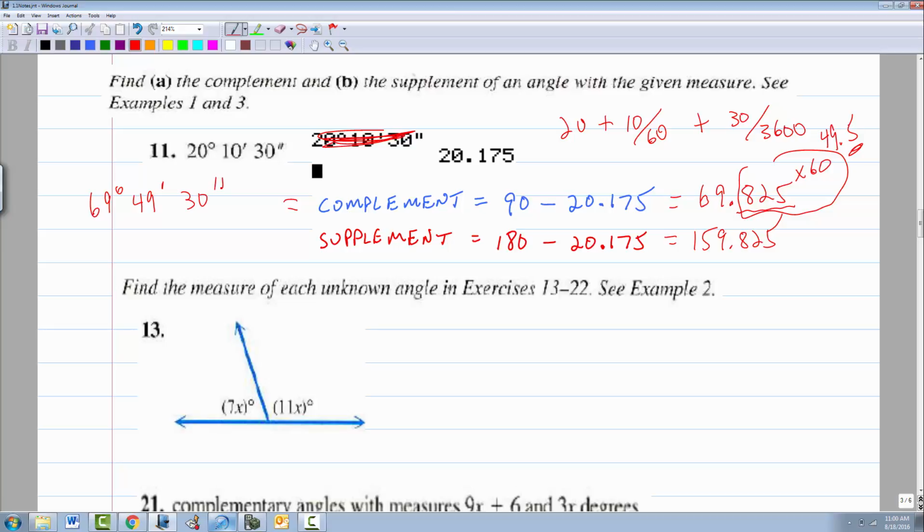And then I think it's actually the same degrees, minutes, and seconds for the other answer as well. So again, to convert degrees, minutes, seconds to decimals, you divide by 60 for minutes, 3,600 for seconds. And then with a decimal degree, you multiply by 60 to get a minute back, and then you multiply that remaining decimal part to get seconds back. All right? Here we go.